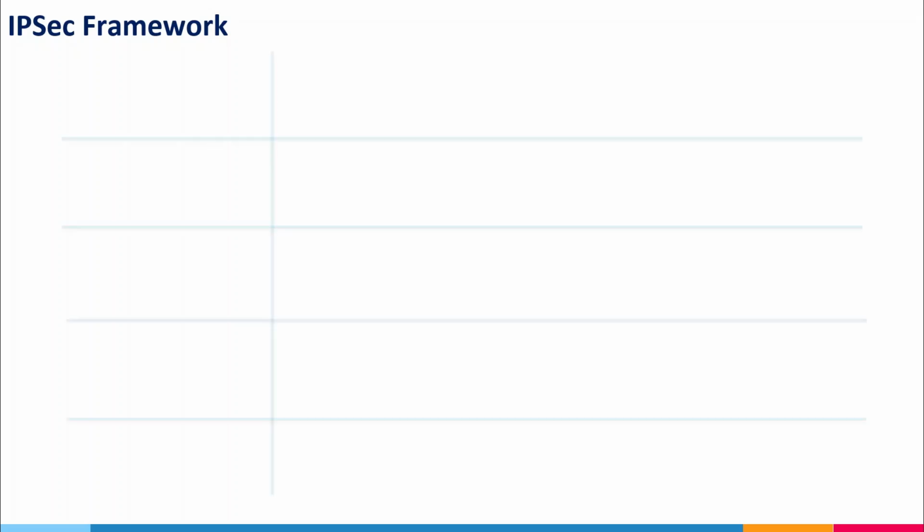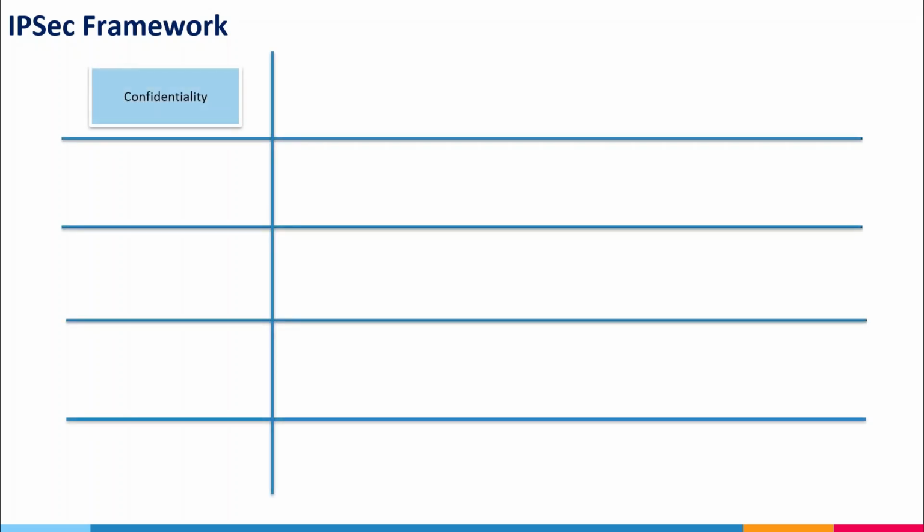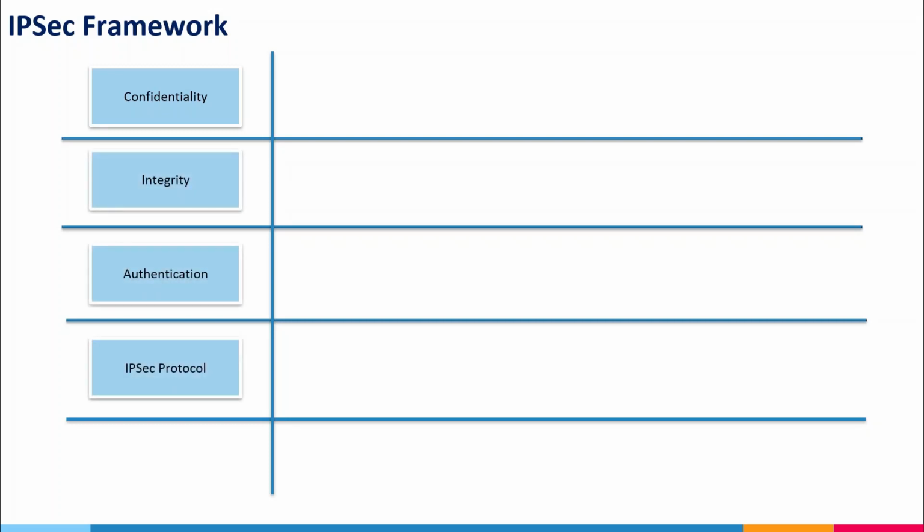Just so you have an idea of what's going to be discussed in this video and you can decide whether to continue watching or stop, here is the overall framework that I'll be discussing. So we first start with confidentiality. Confidentiality is one of the main features of the IPSec framework. Then we move on to integrity, then to authentication, IPSec protocol, and Diffie Hellman.